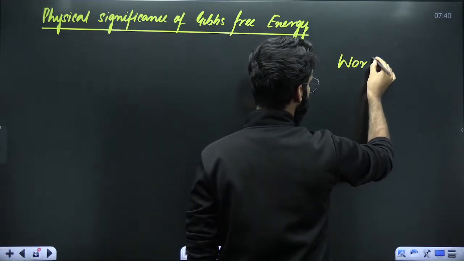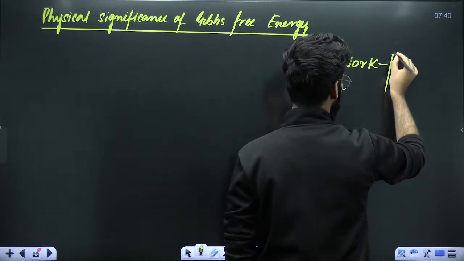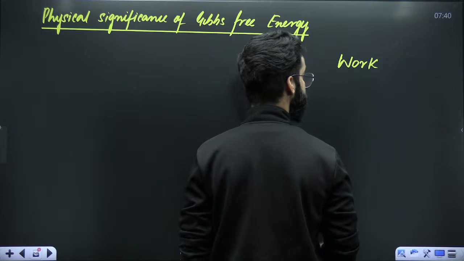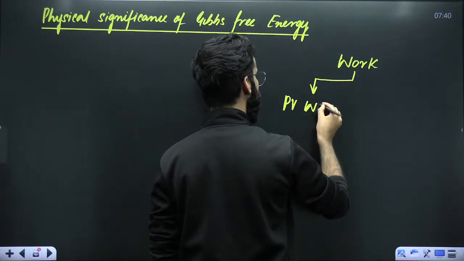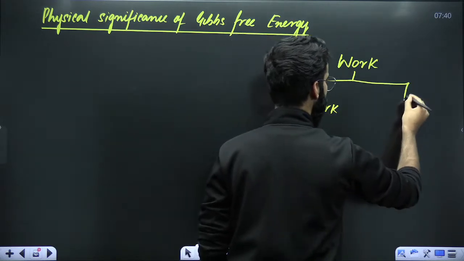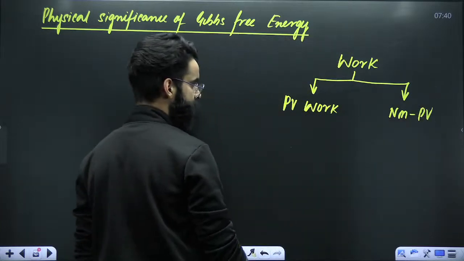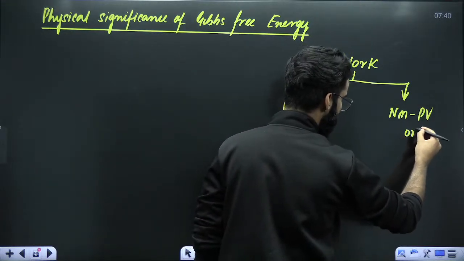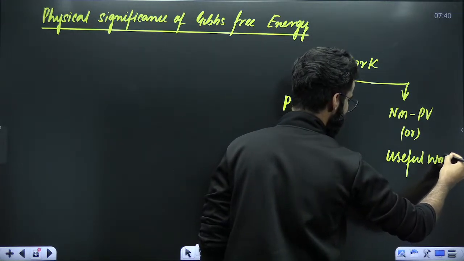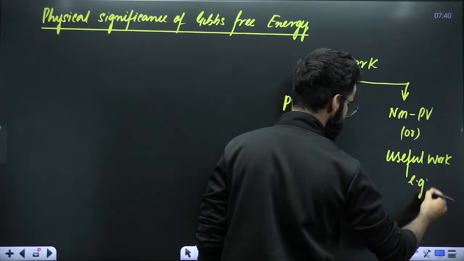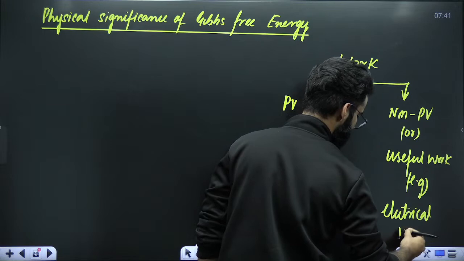Work is actually of two types. One is called PV work, pressure volume work. One more is called non-PV work. Non-PV work is also called useful work. An example of useful work is electrical work.